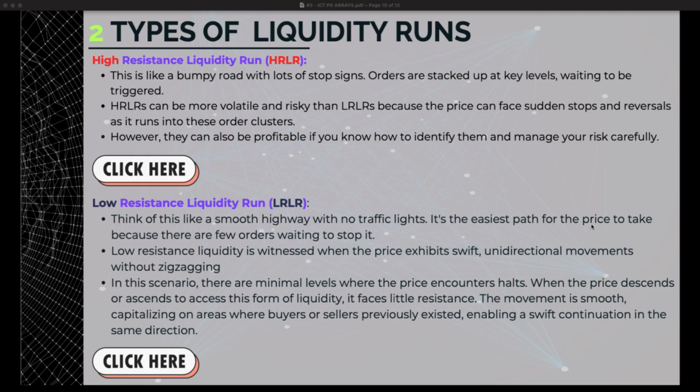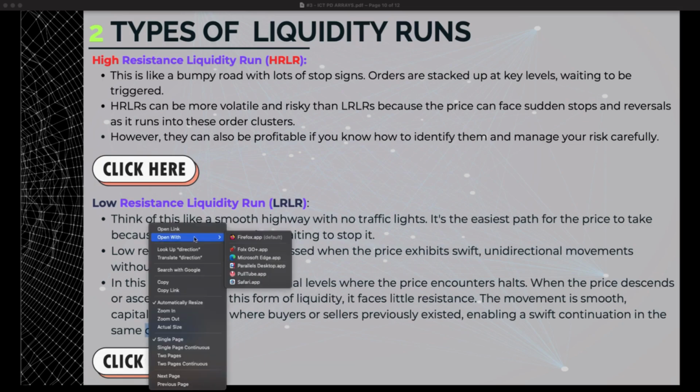It's the easiest path for the price to take because there are few orders waiting to stop it. Low resistance liquidity is witnessed when the price exhibits swift, undirectional movements without zigzagging. In this scenario, there are minimal levels where the price encounters halts. When the price descends or ascends to access this form of liquidity, it faces little resistance. The movement is smooth, capitalizing on areas where buyers or sellers previously existed, enabling a swift continuation in the same direction.